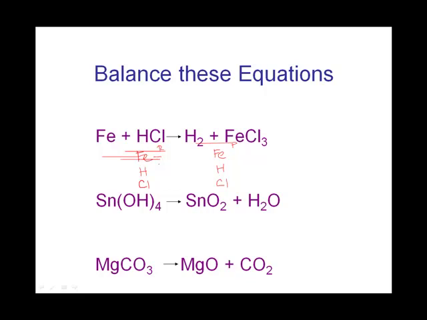So irons, we have 1. On this side, we have 1. This side, we have 1 hydrogen. This side, we have 2. This side, we have 1. And this side, we have 3. So automatically, you can see that this is an unbalanced equation, okay, because both sides are not equal, okay?